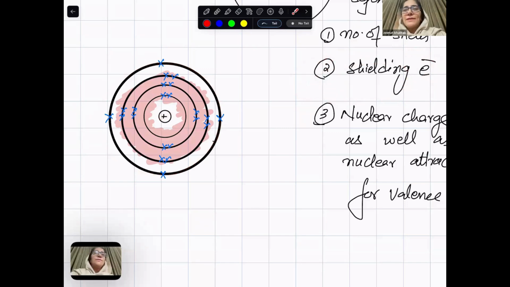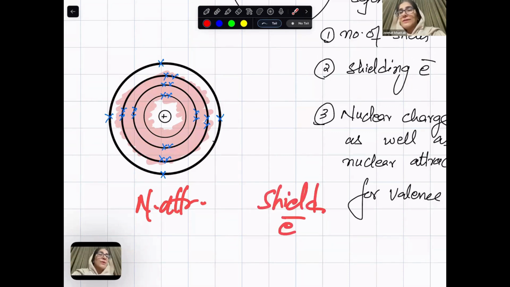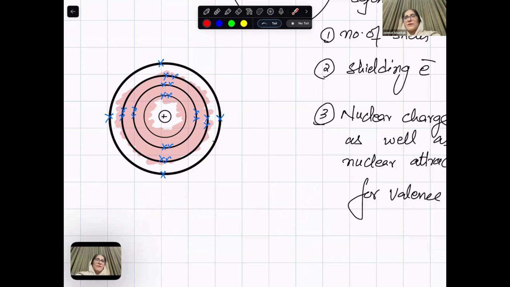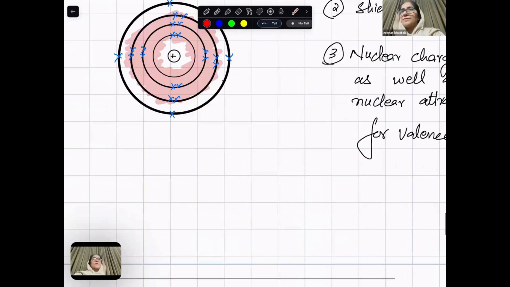You know, they also repel. But the repulsion of the inner ones: they repel this, they repel this, they repel each other. The repulsive forces by the inner electrons are more as compared to the outermost. So the nucleus attracts, the shielding electrons repel. The repulsive forces are balanced by attraction.